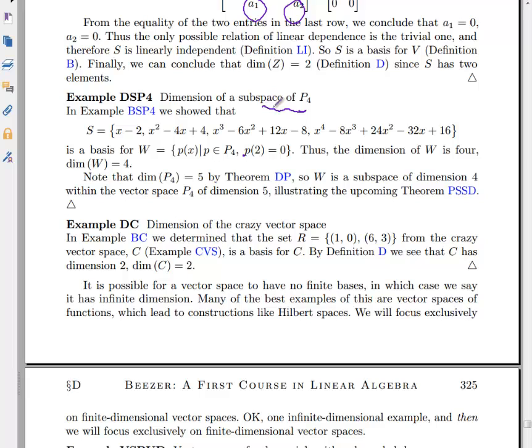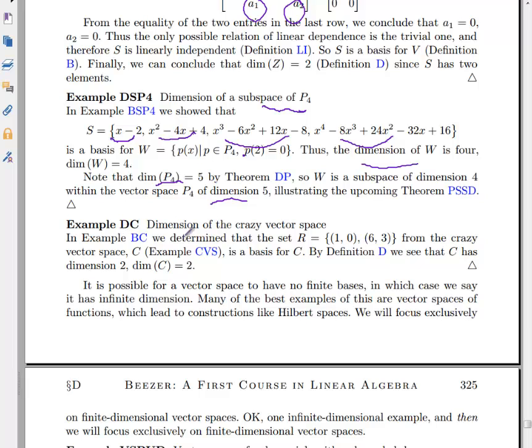Okay, so let's consider the dimension of a subspace of P4 that's spanned by these four vectors. We already showed that this was a basis, so the dimension is 4. We also know the dimension of P4 is 5, as I mentioned before. Notice that the dimension of the subspace is smaller than the dimension of the space, so that kind of makes sense. Well, we'll prove that formally later.